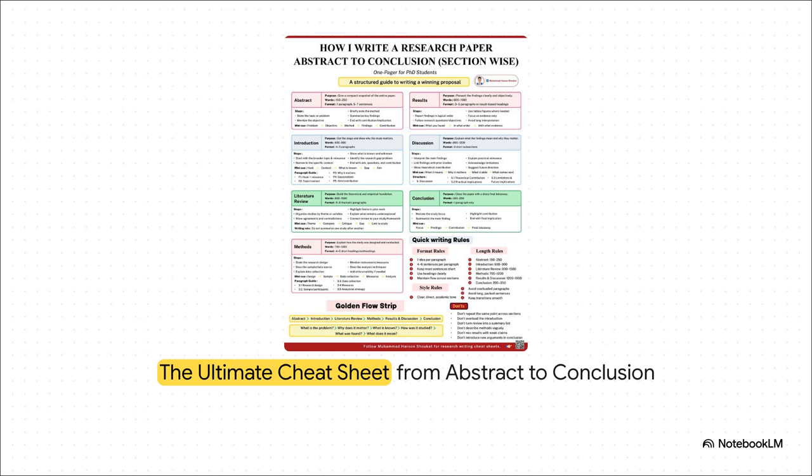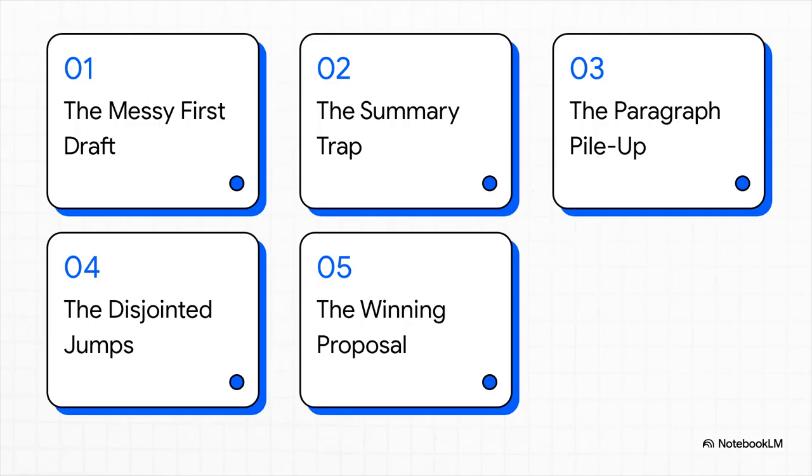It breaks down every single section of a paper by its exact purpose, word count, format, and the specific steps to take. It even includes these brilliant mini cues and quick writing rules. We're going to use this exact cheat sheet to diagnose the fatal flaws in our researcher's rejected draft and apply the specific fixes needed to turn the whole thing around. Okay, let's jump right into this.